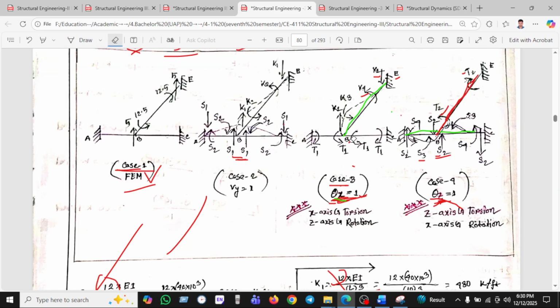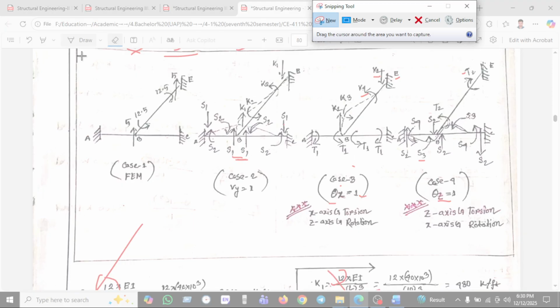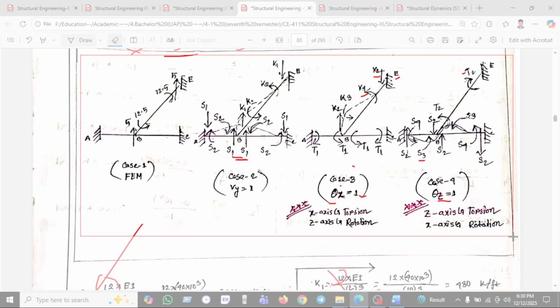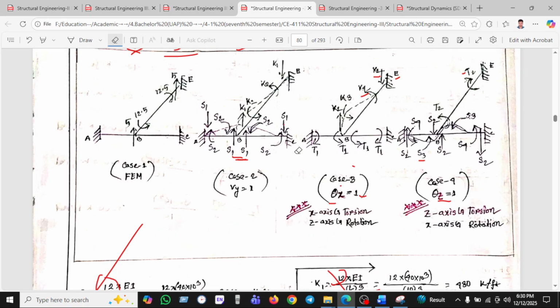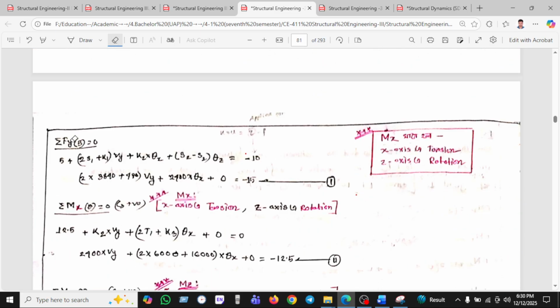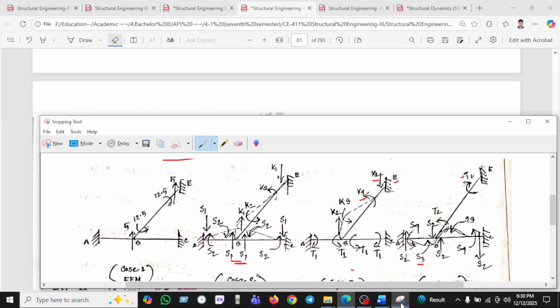Sorry, I should take this value. Okay, now we can calculate the Fy. How will we calculate the Fy?